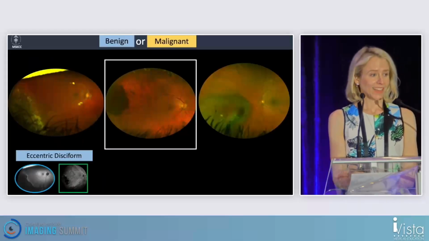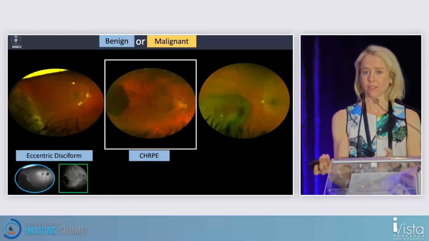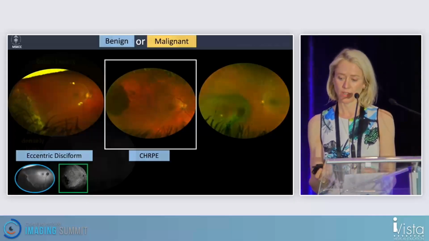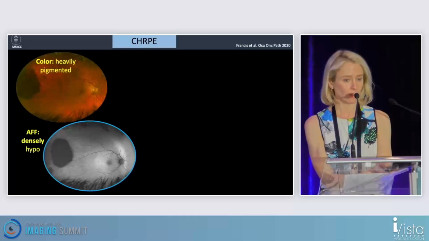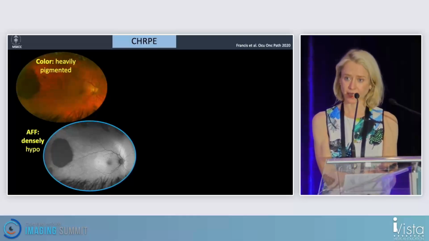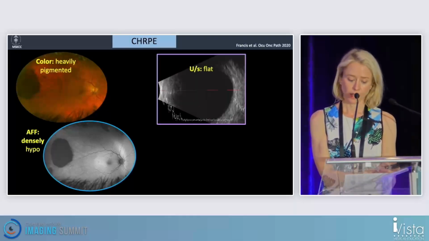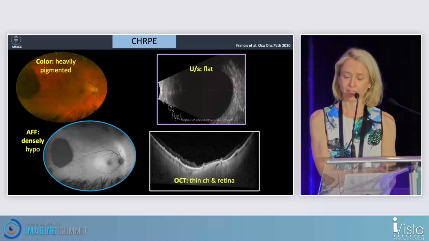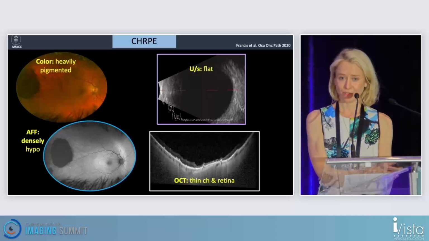Now this middle lesion, what do you think this could be? Again, this was sent in for concerns that it was a nevus or a melanoma. This turns out to be a chorioretinal scar on autofluorescence. It's very densely hypo, and it is flat on ultrasound, and on OCT there is overlying thinning of the retina.